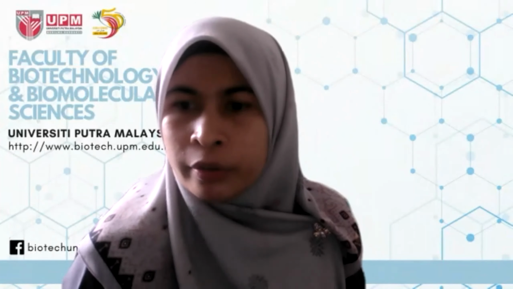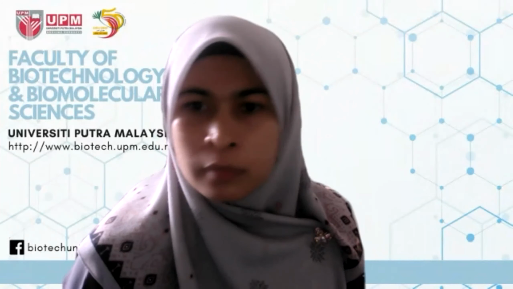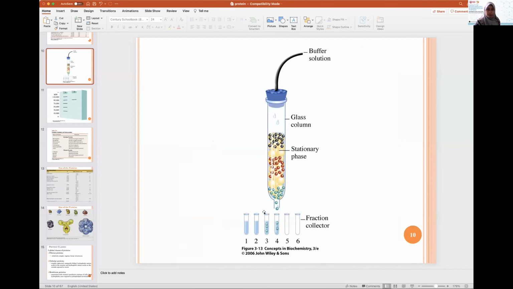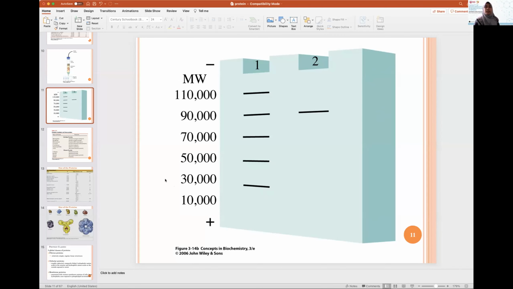Okay, once we have separated the protein according to the size, we have this gel system. This is gel. To detect the presence of the protein, we use native gel. We have PAGE gel, either native PAGE or SDS PAGE.